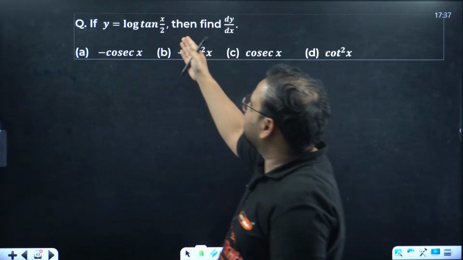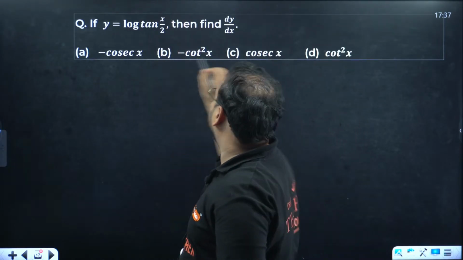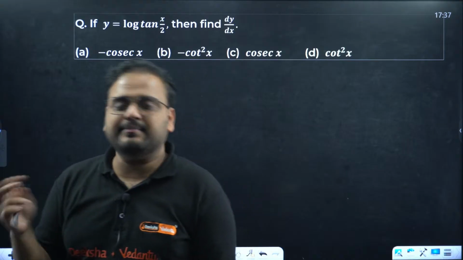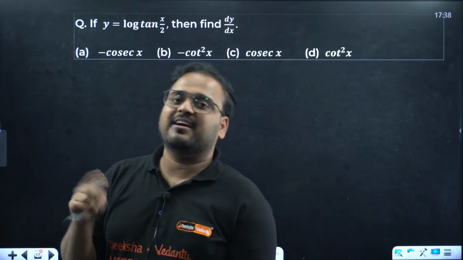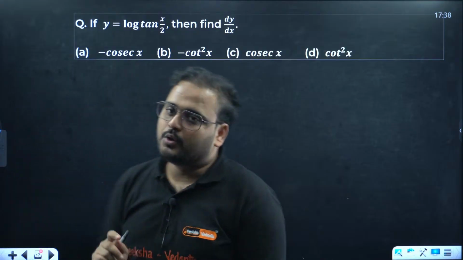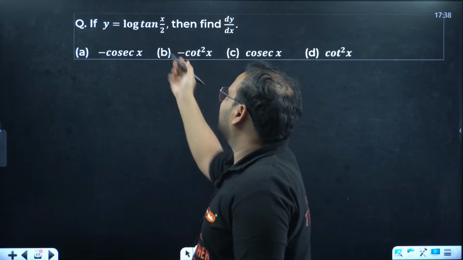So half angle is there, and everywhere in the given options, it is x. It means I must be using the half angle formula for sine and cos somewhere. That is one clue. Other than that, we have to simply differentiate it.